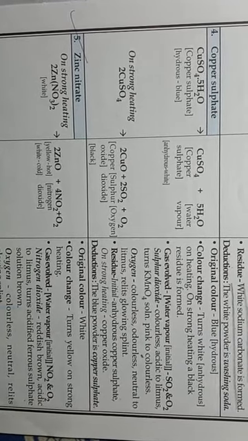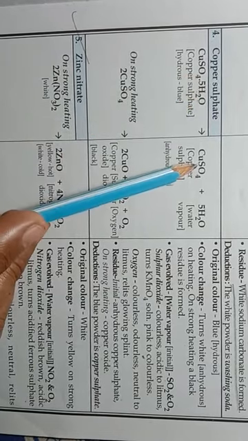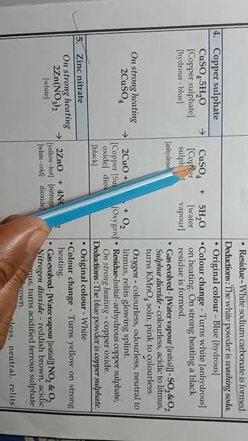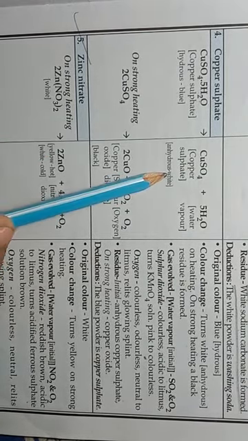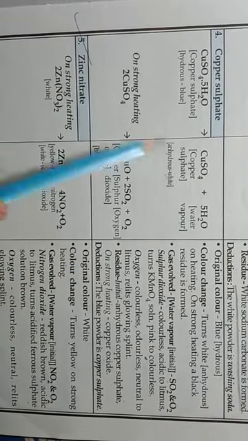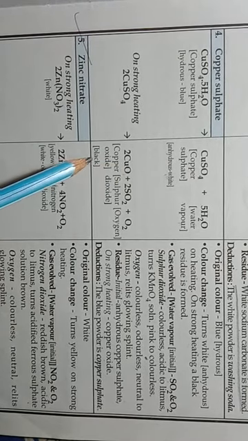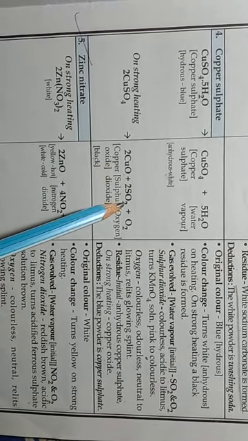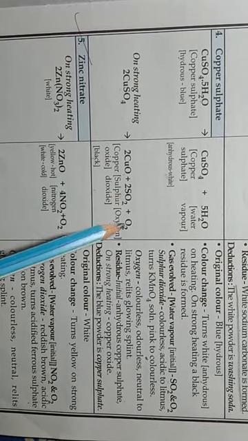The next is copper sulfate pentahydrate. When copper sulfate is heated, anhydrous copper sulfate is formed, which is white in color, or you can say colorless. So from blue to colorless, and water vapor is formed. Now on strong heating, this copper sulfate further decomposes into copper oxide, which is a black solid, plus SO2, sulfur dioxide, a suffocating-odor gas, and oxygen, a colorless odorless gas.